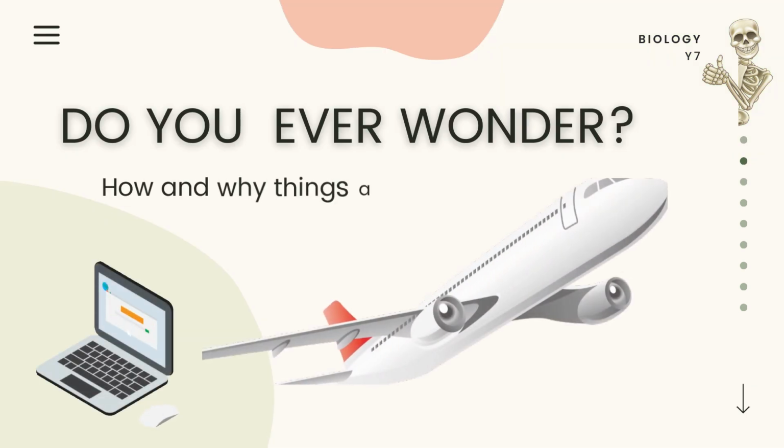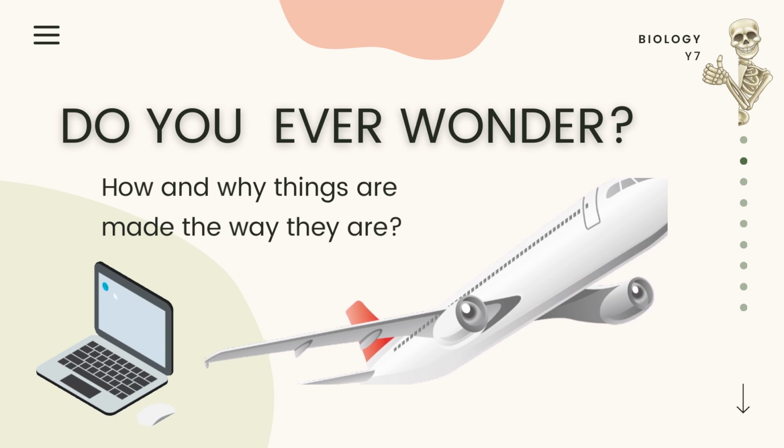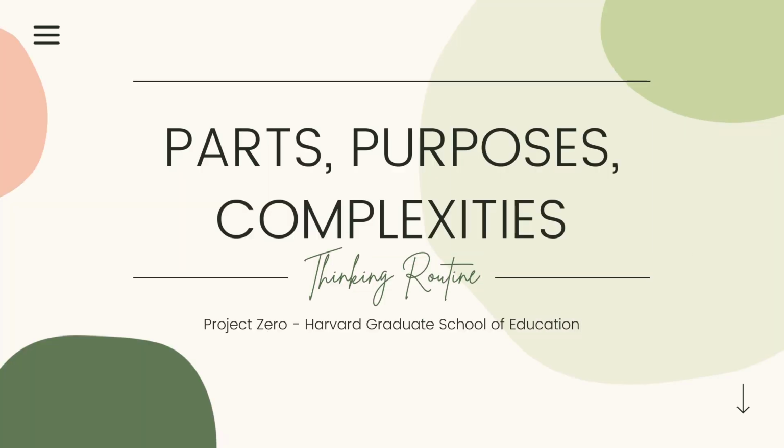Do you ever wonder how and why things are made the way they are? For example, the computer and the mouse, or the airplane. Today we are going to look at a thinking routine called parts, purposes, and complexities.